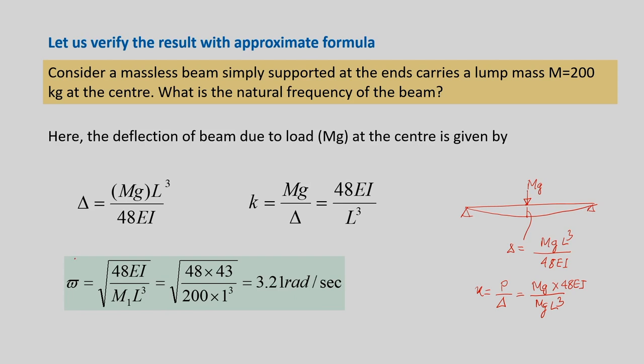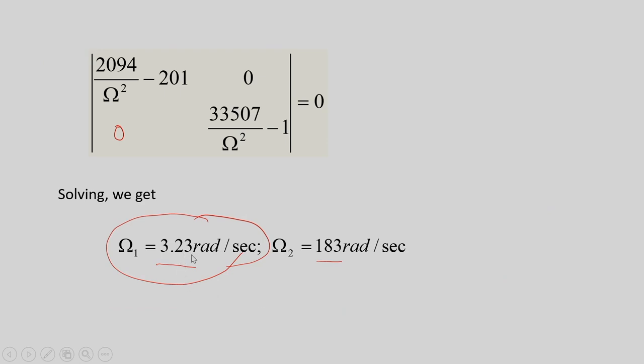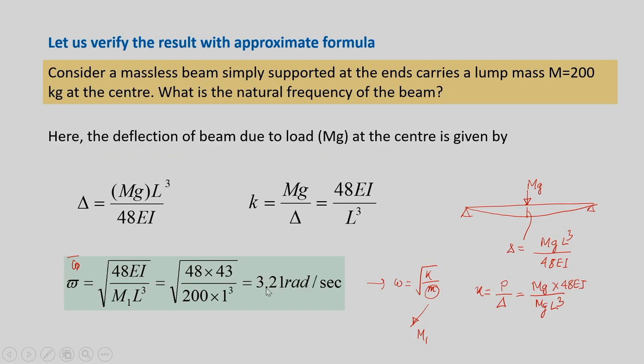This is the frequency, omega bar, the natural frequency in that case. As a simple approximation, omega is equal to root over K by M, where M is the concentrated mass m1, because the beam mass is negligible. After substituting, with EI as 43, we get the square root of 48 into 43 divided by 200 into 1 cube. The value is 3.21 radian per second. Recall that earlier we found 3.23. So the approximate formula also gives a value close to the semi-analytical value that we found following Wu and Lin's method.